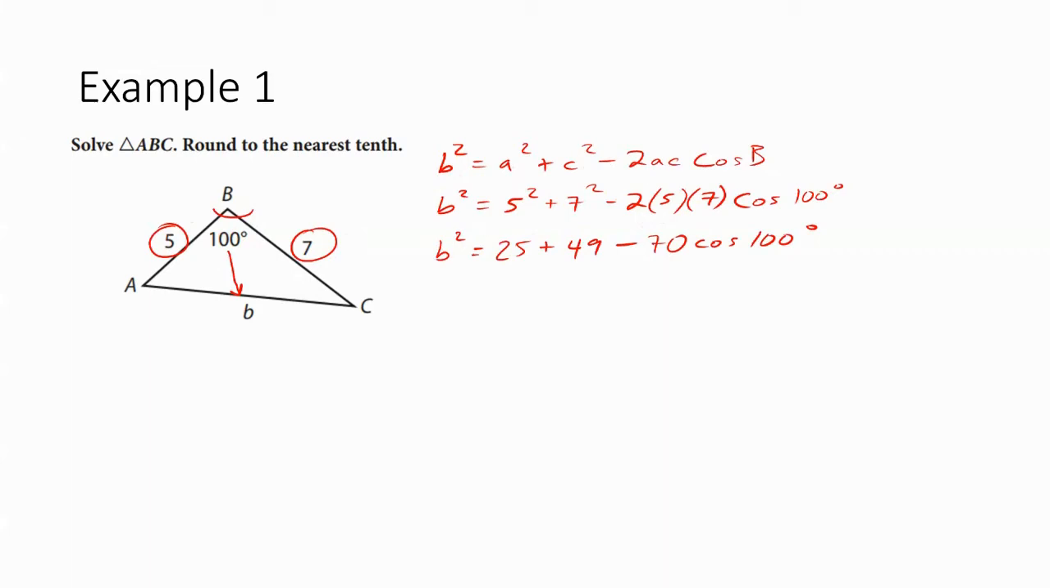Let me go ahead and combine the constant terms. 25 plus 49. We're going to clean this up a little bit. You should have gotten 74. All right, and don't forget we're still solving for B squared: 74 minus 70 cosine of 100 degrees. Now, in your calculator, 100 cosine, and then times 70. Don't forget it's technically negative 70, but just remember the subtraction, okay?